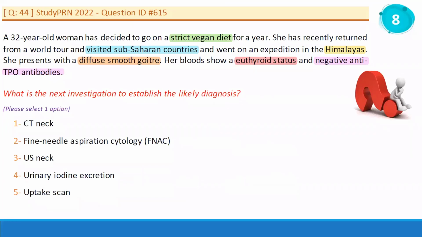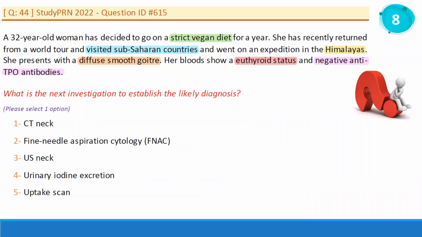This is another case scenario. A 32-year-old woman decided to go on a strict vegan diet for a year. She has recently returned from a world tour and visited sub-Saharan countries. This is an area manifested by low iodine prevalence, and she went on an expedition in the Himalayas.